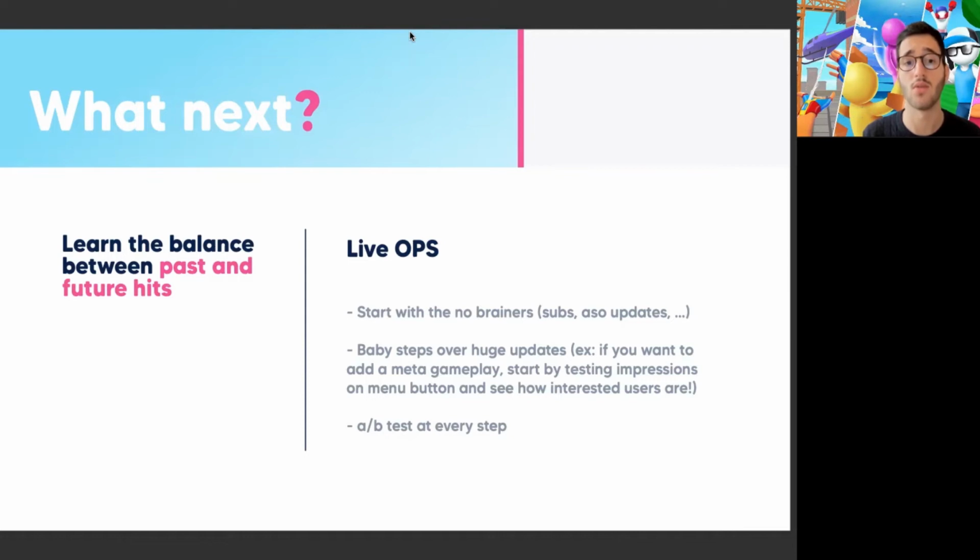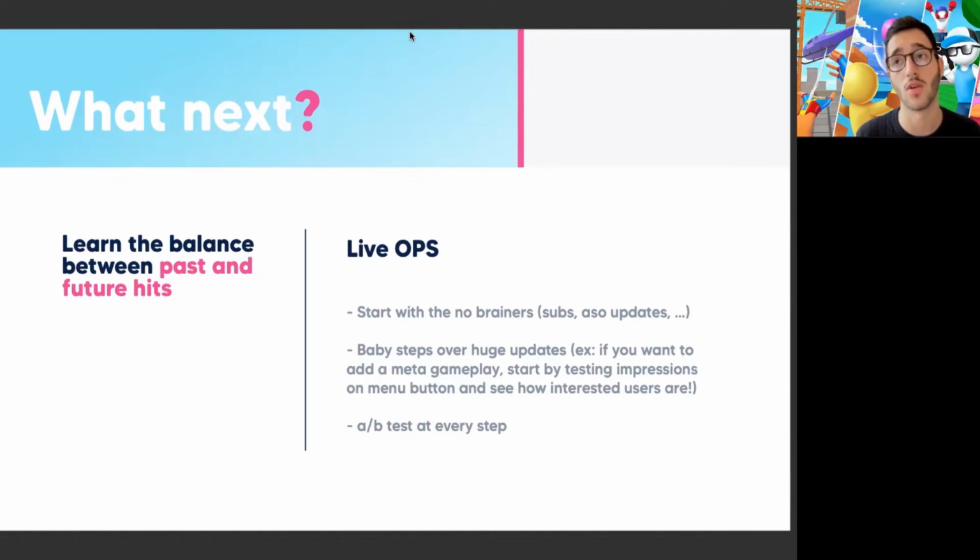So just to give you a small example, if you're thinking, for example, of adding a meta gameplay to your runner game, let's say, right? And obviously meta gameplay is development heavy compared to other types of updates. So in that case, you will potentially be going for a very long development. And before doing that, there are ways as well to know if it's actually worth adding to your game.